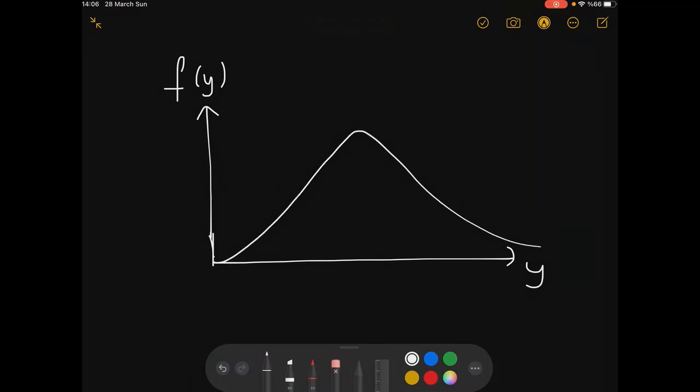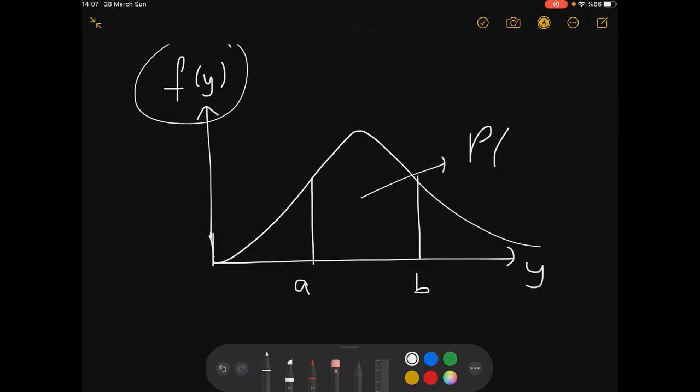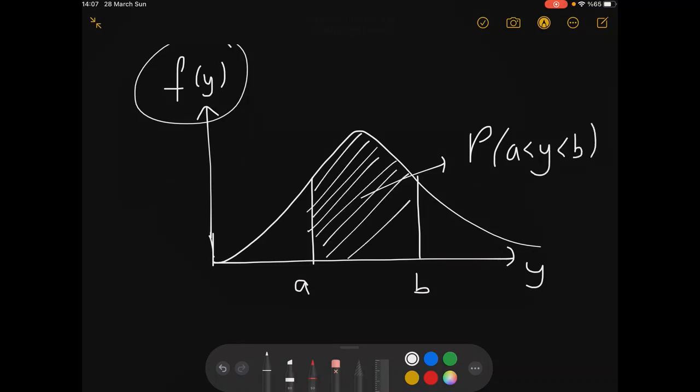Okay, something like this. And if you define f(y) as a continuous random variable within that population, it would look like this from, for example, A to B here. The probability of y between A and B, we're talking about the area under the given curve here, right?